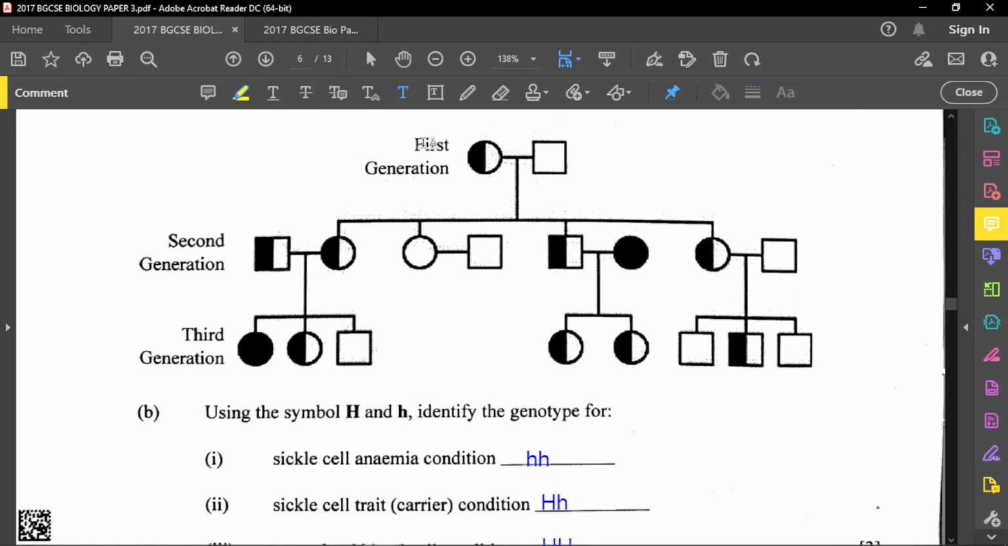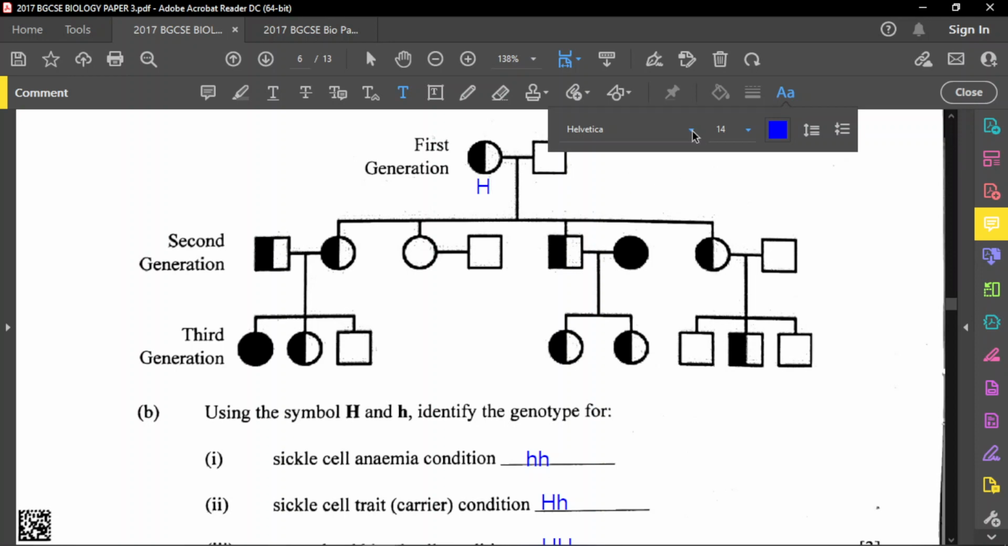This person is a carrier. I'm just going to show you this. There's no male W at all. And we know for sure that this person is going to be two uppercase H's, that's normal.